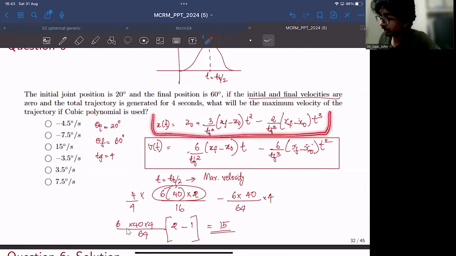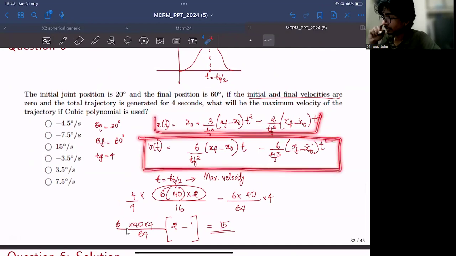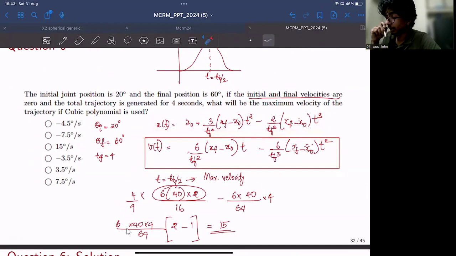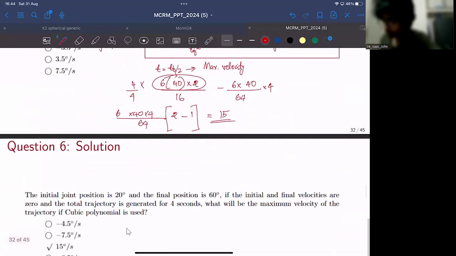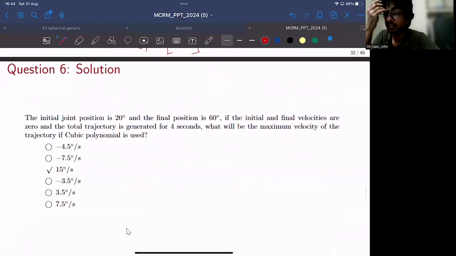So if you are confused by this, it's nothing. You have the position equation. You take the derivative of this, you will get the velocity equation. And for the velocity equation, if you want to find the maximum velocity, substitute this t as tf by 2, then substitute all the given values: initial position, final position, and the total time. You will finally get the maximum velocity value. So I believe the answer is 15 degrees per second. We'll check that. Yes, that is indeed the correct answer.